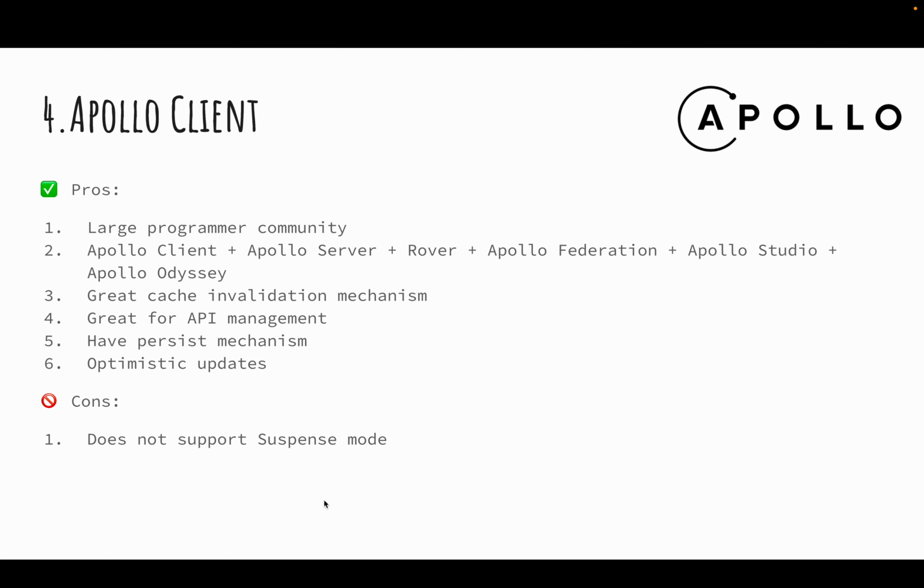The next state manager is Apollo Client. It has a large community, and the Apollo ecosystem is not only Apollo Client for the front end. You can use Apollo Server for managing data for microservices with Node.js. You can use Rover, you can use Apollo Federation for a complex GraphQL approach, and you can use Apollo Studio and Apollo Odyssey. Apollo is used only for working with the GraphQL approach.